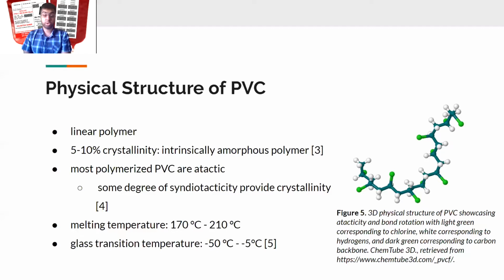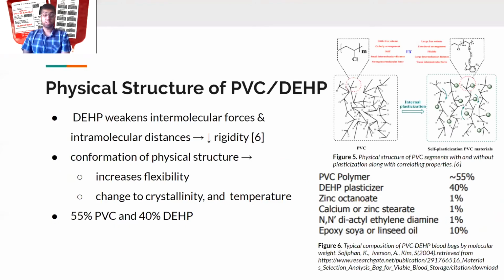PVC's physical structure also provides it with a melting temperature between 170 and 210 degrees Celsius, and a glass transition temperature between -50 and -5 degrees Celsius. However, the addition of DEHP plasticizers weakens the intermolecular forces and increases the intermolecular distances between the polymer segments in order to alter the arrangement and rigidity found naturally in unplasticized PVC.